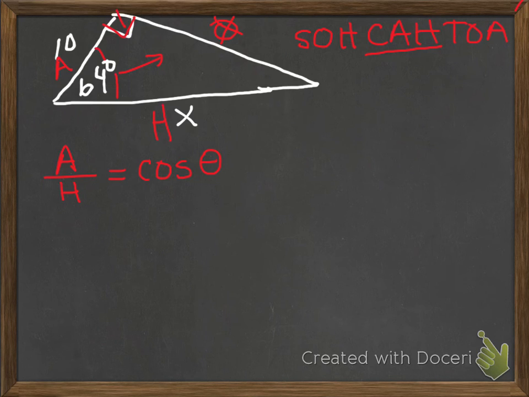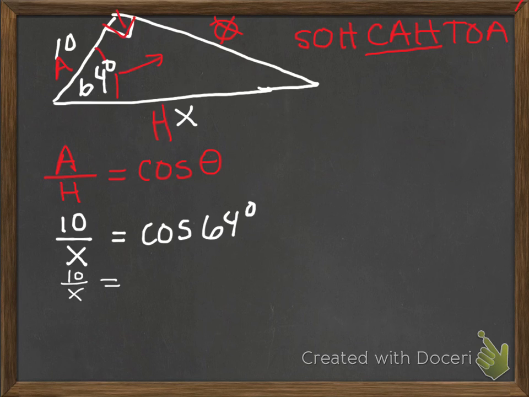Let's substitute all our information. We know the adjacent is 10. We don't know the hypotenuse, so we called it x. And that's going to be the cosine of 64 degrees. The cosine of 64 degrees is 0.438. And as usual, we're going to multiply by our denominator to get that x out of there.